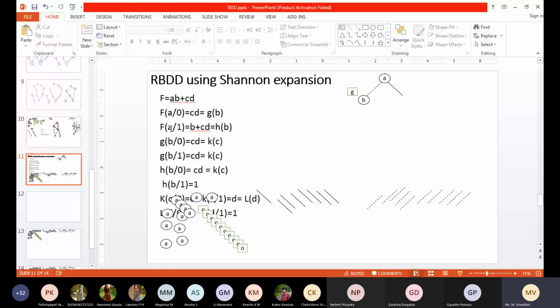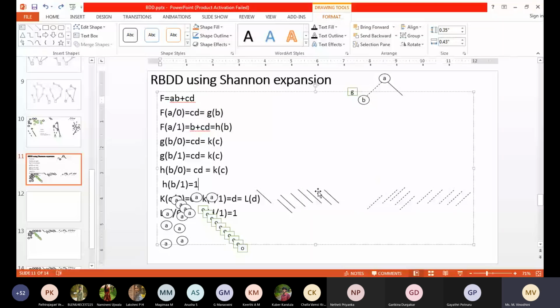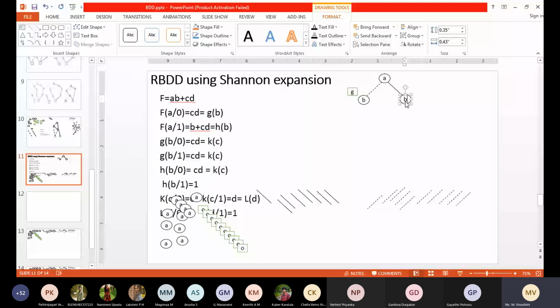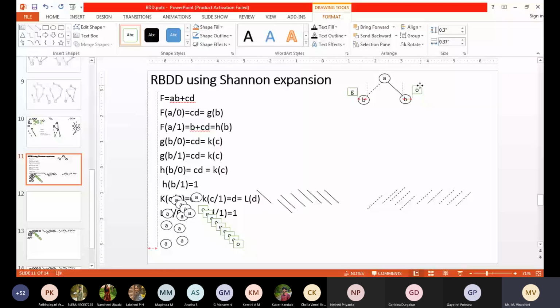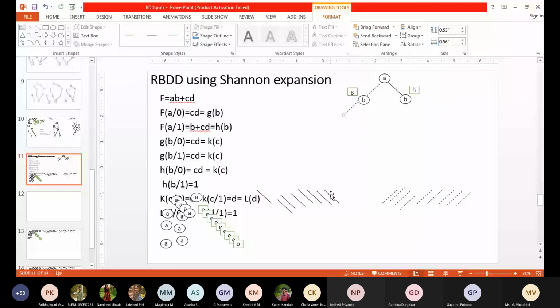And when A is 1, it is going to H of B. So once again, B only here, but this B is related to H. So you will be able to know this B is related to G of B and this B is related to H of B. Now what is happening to G of B? G of B also will have 0 and 1. H of B also will have 0 and 1.